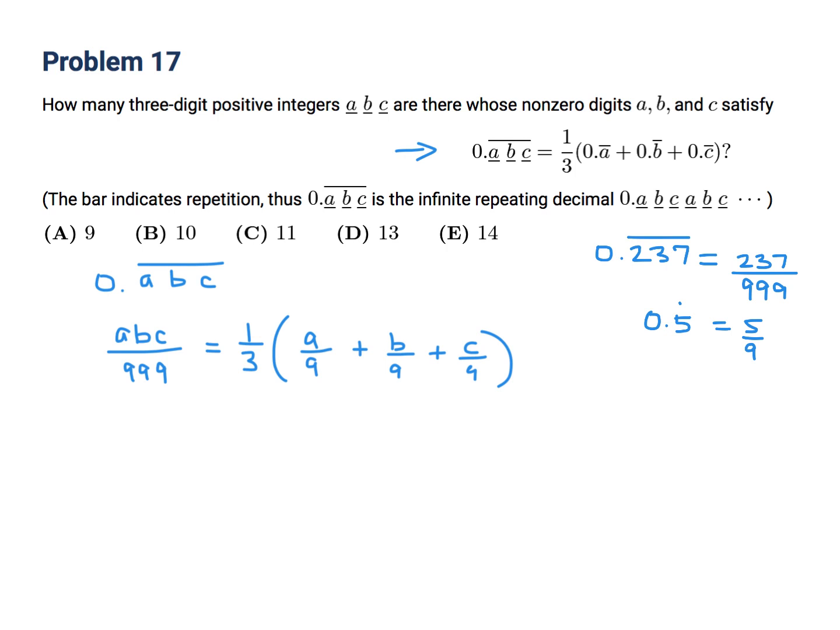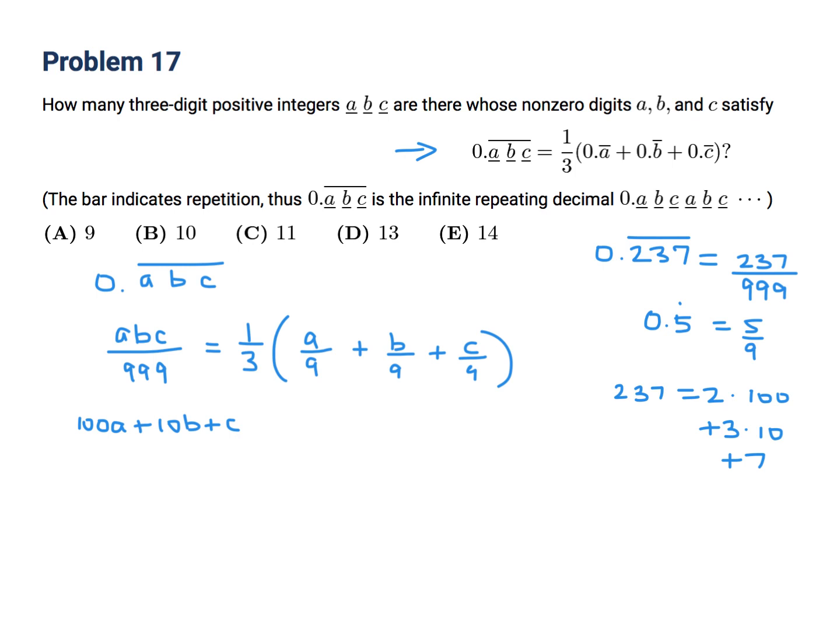Now, this ABC, I'm going to write it in terms of what it is as a value, right? It's 100A plus 10B plus C. Because 237 is 2 times 100 plus 3 times 10 plus 7, right? That's basically what I did. I just expanded it out.